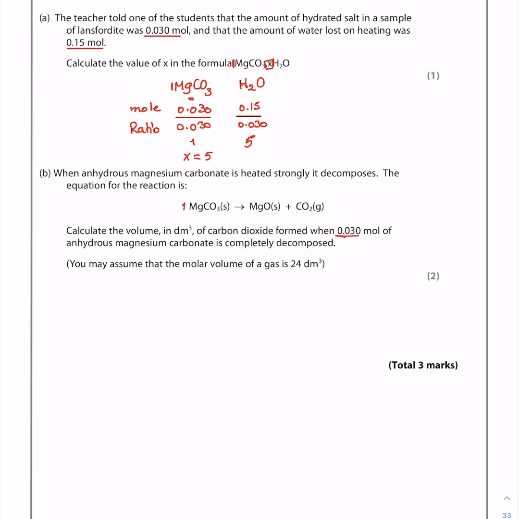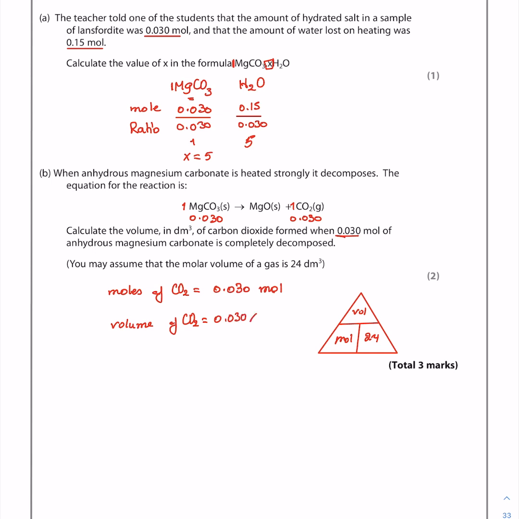طيب انا دلوقتي الريشيو بين مغنيسيوم كربونات and carbon dioxide 1 to 1، فلو المغنيسيوم كربونات اللي هيتكسر 0.030 يبقى ده معناه ان الكربون دايوكسيد اللي هيطلع 0.030. يبقى اول حاجه نقدر نقول ان المولز اوف كربون دايوكسيد is equal to 0.030 مولز. وبعد كده نقدر بالمولز نقدر نجيب الفوليوم لان القانون بيقول ان المولز is equal to volume over 24، يبقى الفوليوم of carbon dioxide gas is equal to المولز اللي هي 0.030 times 24، 0.030 times 24 give you 0.72 cubic decimeter.